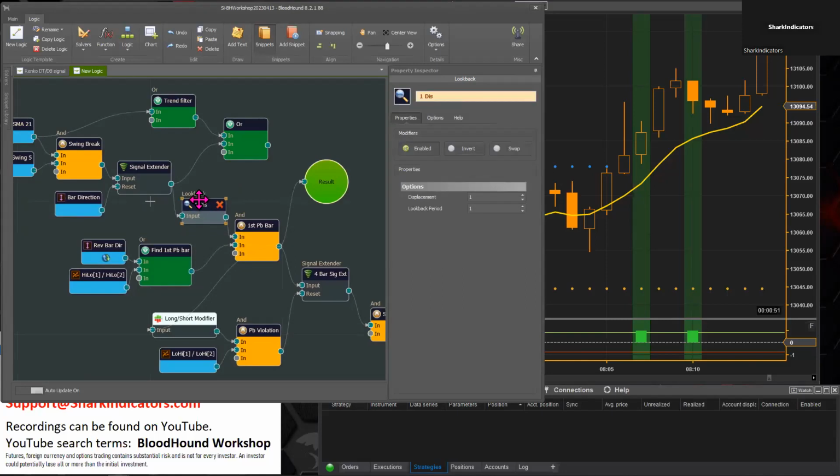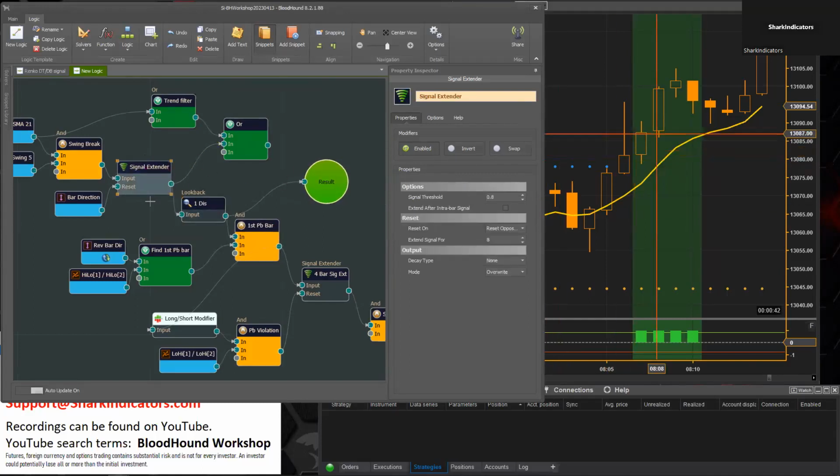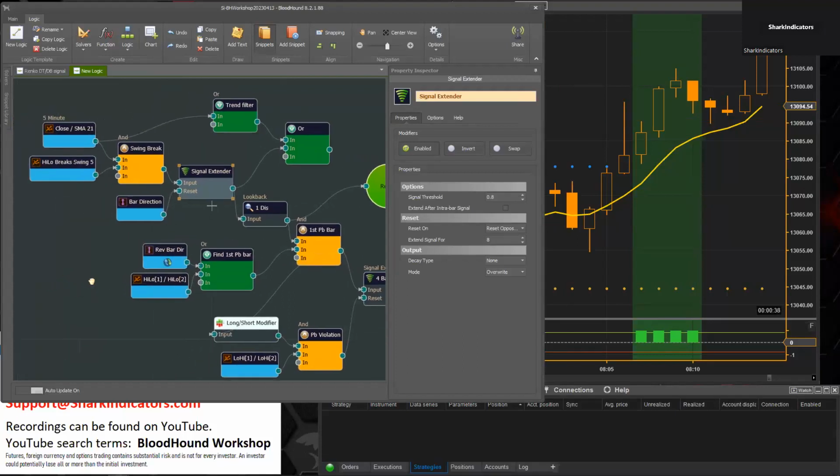So if we track this back, let's look back one connection back. We can see this signal extender is still on. So yeah, we need to turn off this signal extender. Let's see, yeah, we're just using a bar direction.